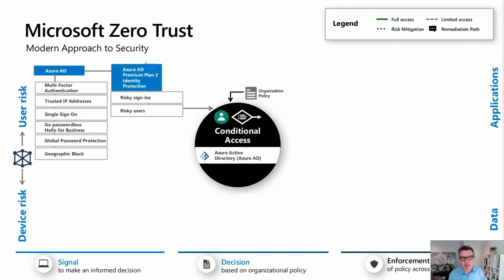So let's start with identity. You need to protect your business against incidents where one of your users has their identity compromised. We do that using Azure Active Directory and Azure Active Directory Identity Protection. So let's take a look at the features that will help you build a strong identity and minimize user risk.